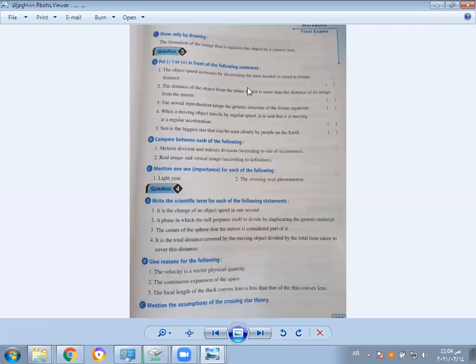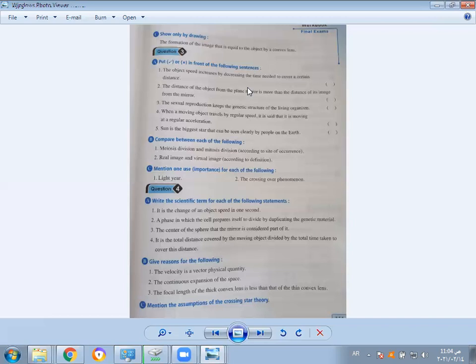Number B. Give reasons for the following. 1. The velocity is a vector physical quantity. Velocity is a vector physical quantity because it has magnitude and direction.